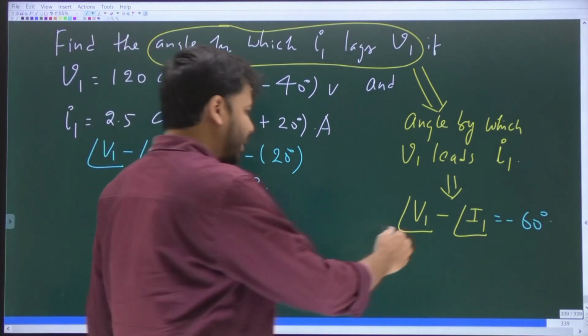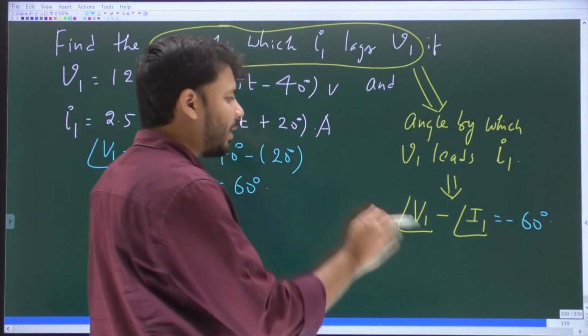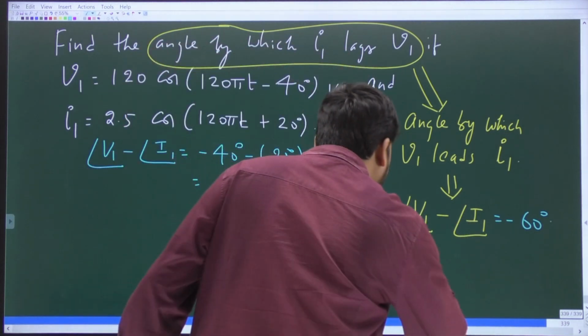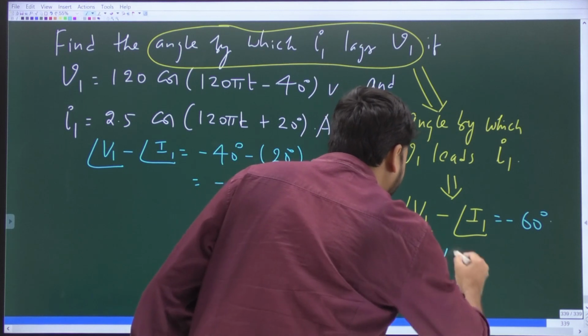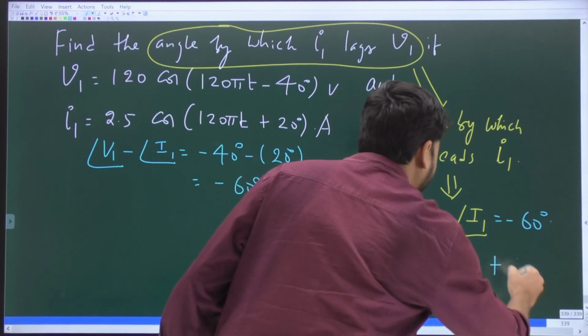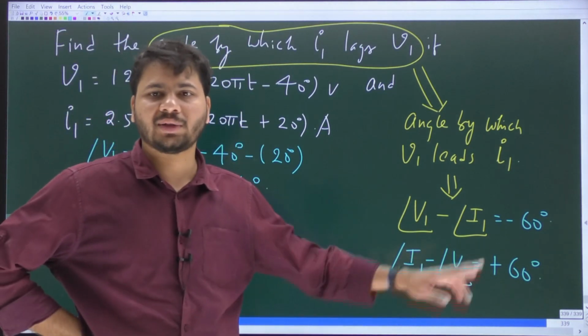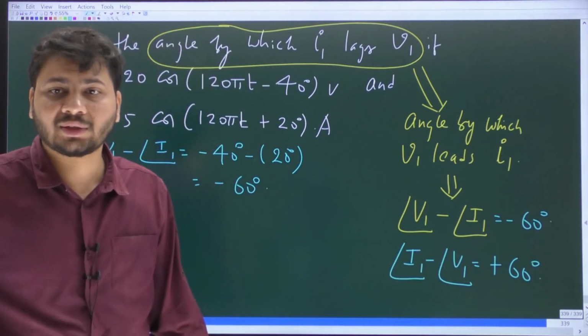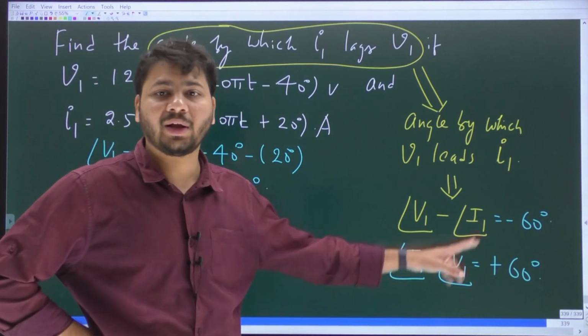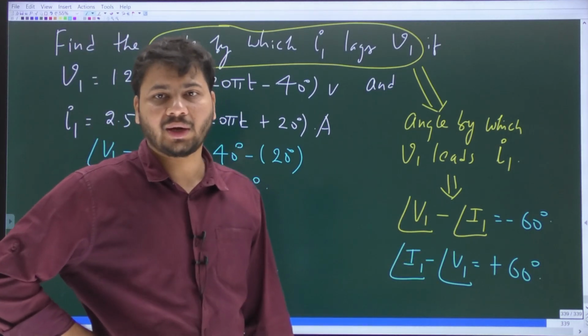Yes or no? Angle of V1 minus angle of I1 is minus 60 degrees. Is it not the same as angle of I1 minus angle of V1 equal to plus 60 degrees? Yes or no? Angle of I1 minus angle of V1 is plus 60 degrees. So clearly I1 leads V1 by 60 degrees.